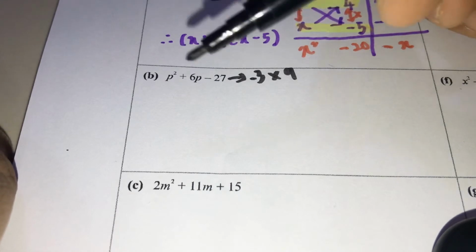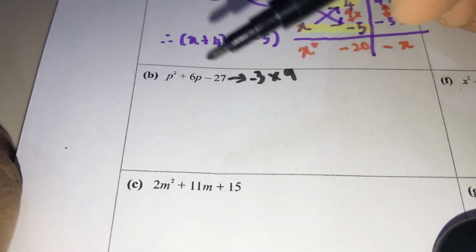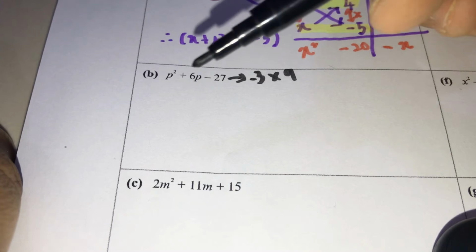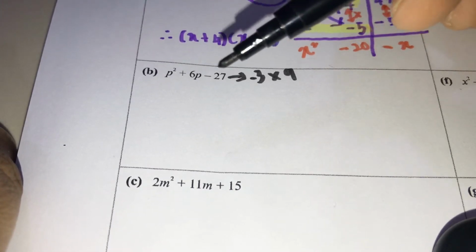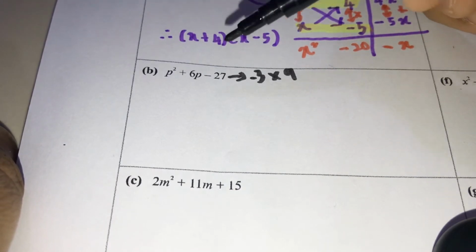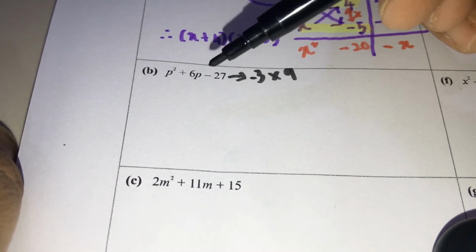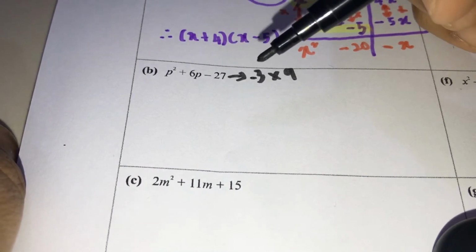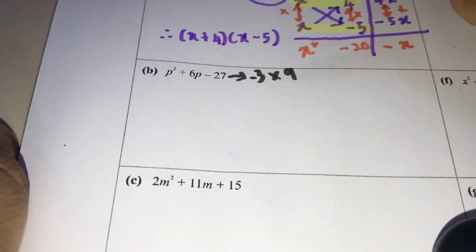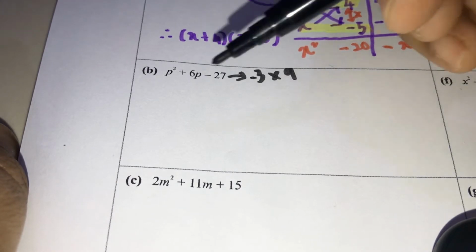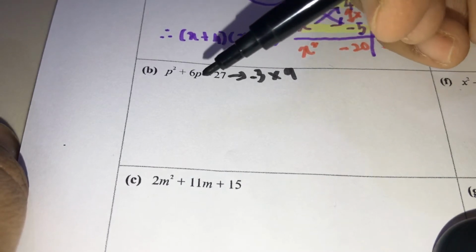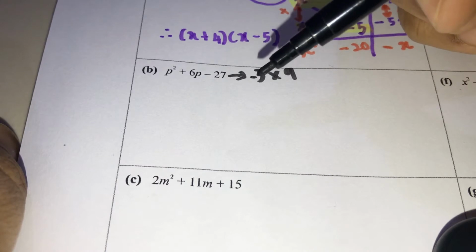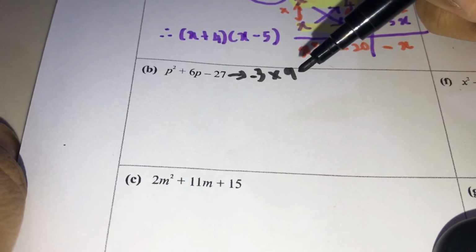For this question B, p square plus 6p minus 27. We have 3 terms. First value, power of 2, and then number and variable, and then number only. So you use method 3, cross multiplication. Then find the factor of negative 27. You know that 1 times 27, but you cannot choose that one because here 6, right? So you choose 3 times 9. But here negative value, so you must put either negative 3 or negative 9, either one, the negative sign.